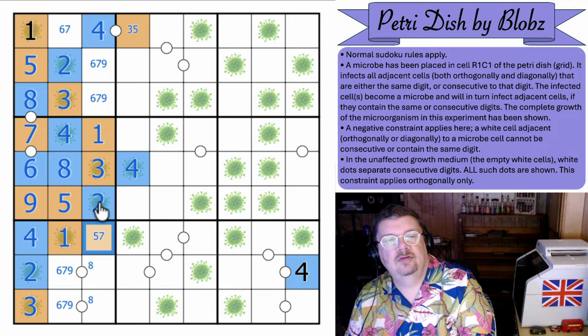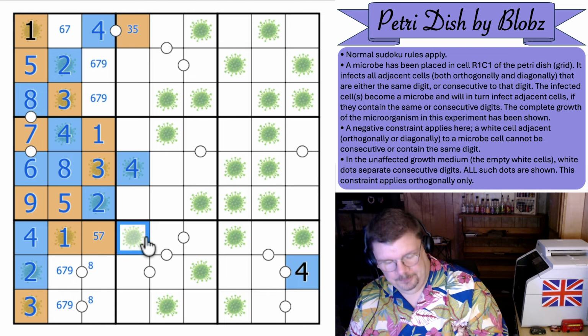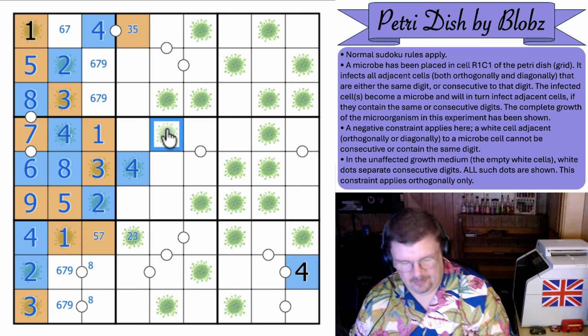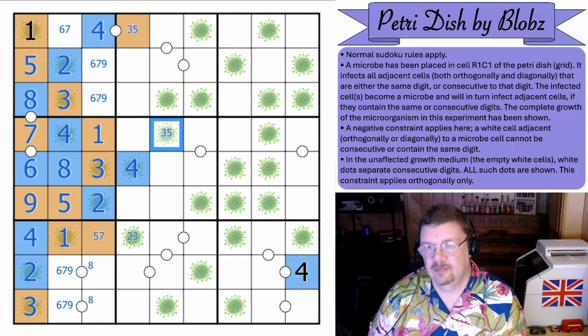Okay, this 2 is infecting this cell. That has to be a 1, 2, or a 3, but it can't be a 1. So that is 2 or... This cell infects this one, so that is 3, 4, or 5. So that is 3 or 5.